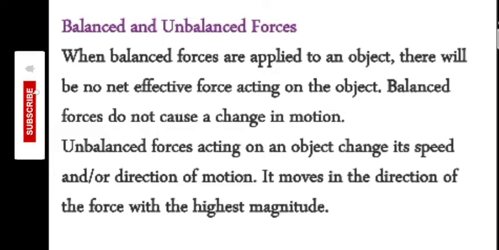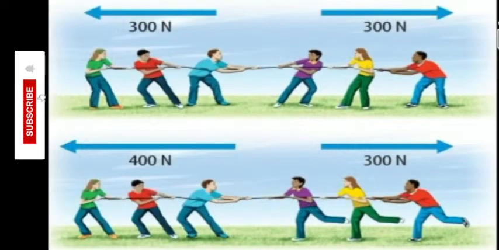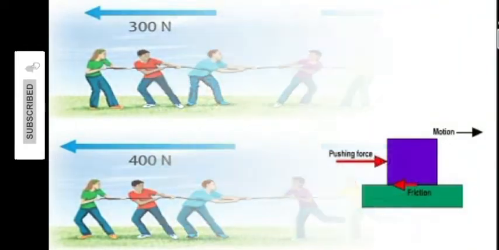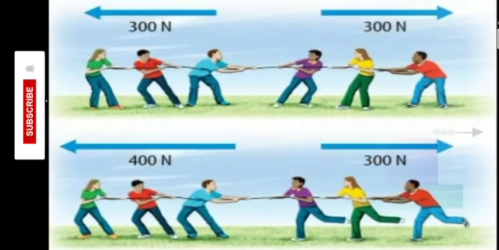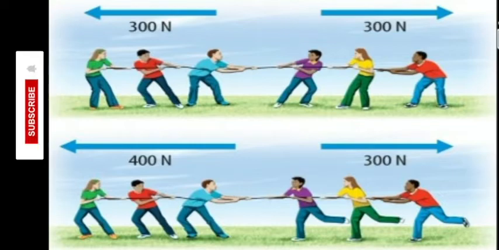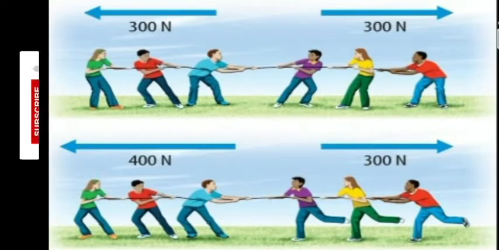An unbalanced force acting on an object changes its speed and direction of motion, and it moves in the direction of the force with the highest magnitude. You can see that the first picture is showing the balanced force, and the second picture is showing the unbalanced force.